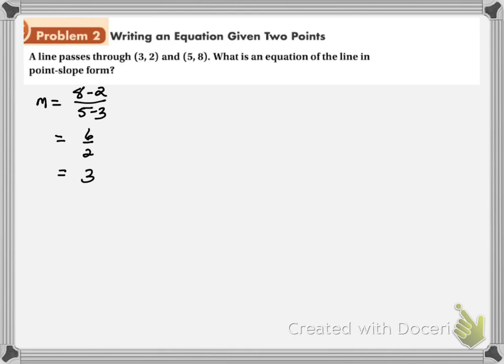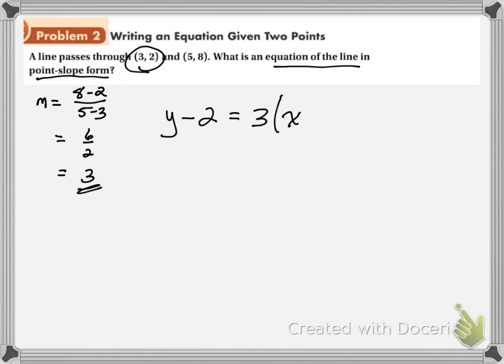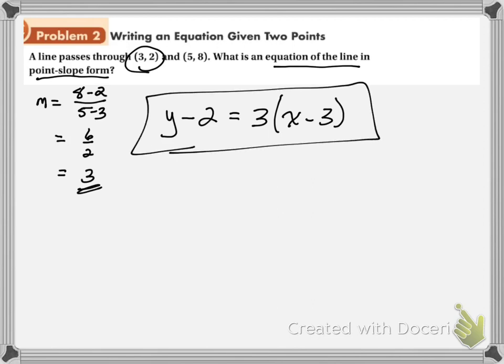Now the last one I put in slope-intercept form. They want me to leave the equation of the line in point-slope form. I want to see how they're related. So I'm just going to take my slope, pick a point. It really doesn't matter. I'm going to take that point, that slope. Y minus the y, which is 2, equals my slope, which is 3, times x minus 3. And this is the answer in point-slope form.